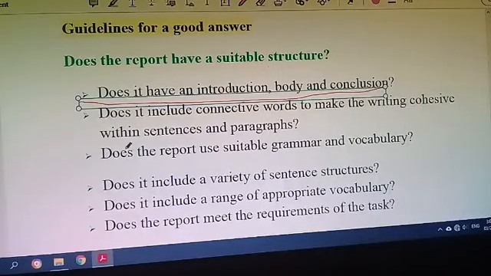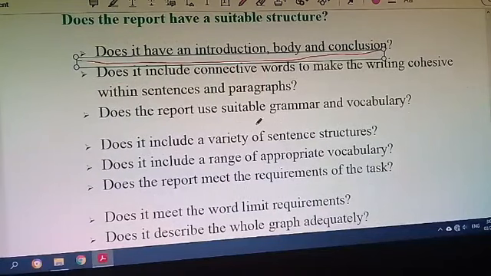Number 2, does it include connective words to make the writing cohesive within sentence and paragraph? That is sentence cohesion. Okay. Number third one, does the report use suitable grammar and vocabulary? That is, you have written it. Now follow that. Is it grammar? Okay. Have you written your grammar properly? This all.